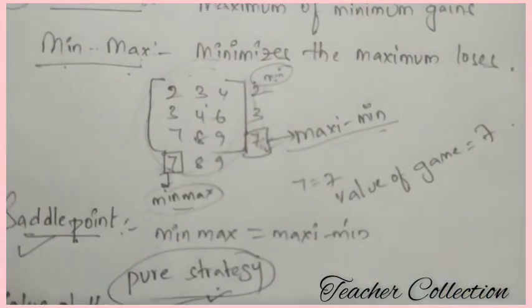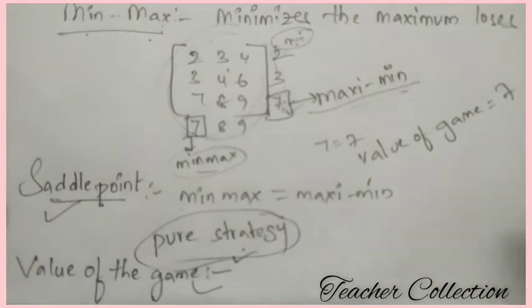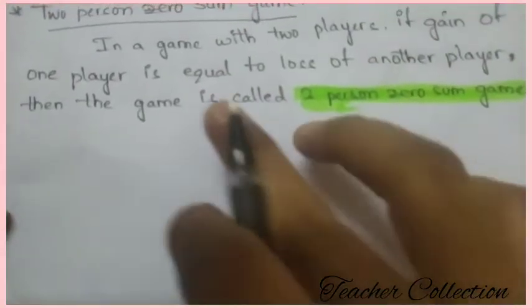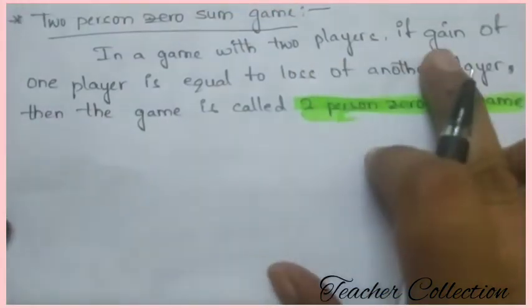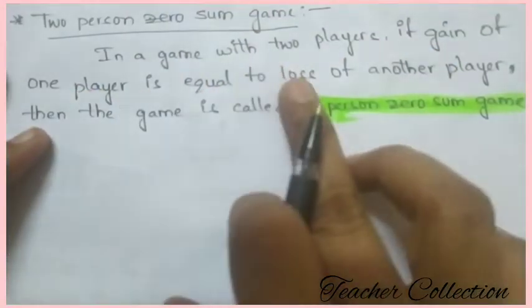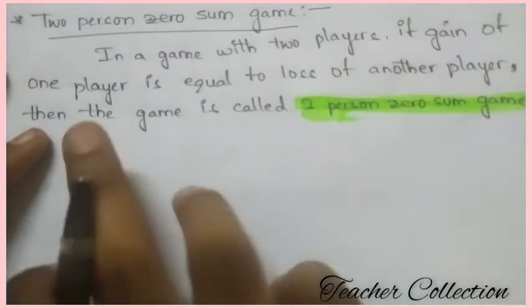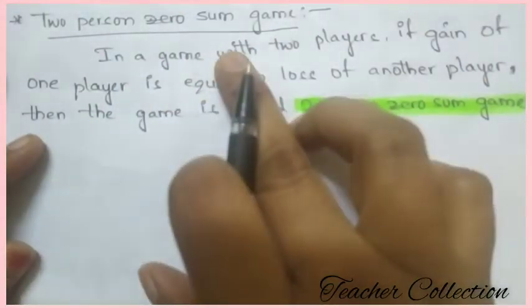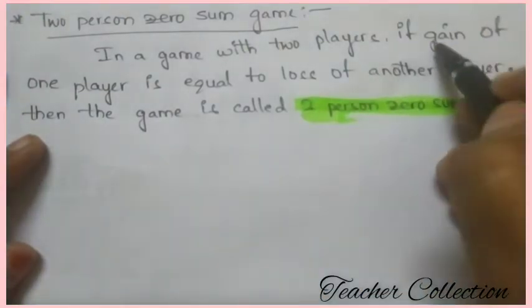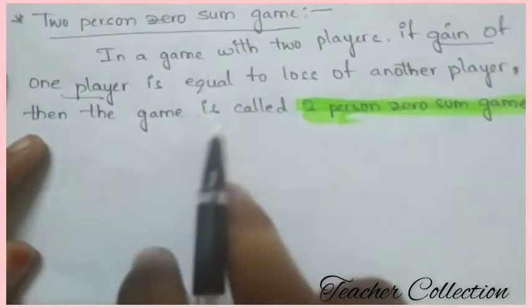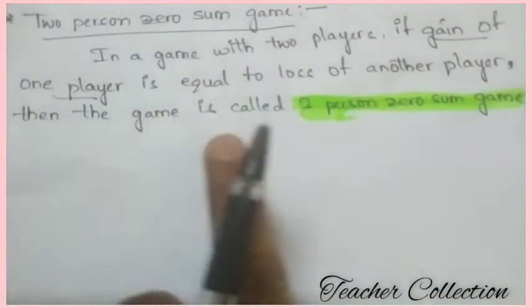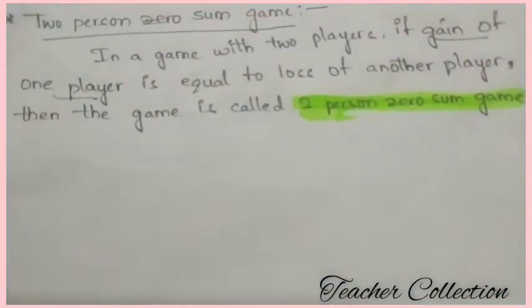Next topic is the 2-person zero-sum game. In a game with 2 players, if the gain of one player is equal to the loss of the other player, then the game is called a 2-person zero-sum game.